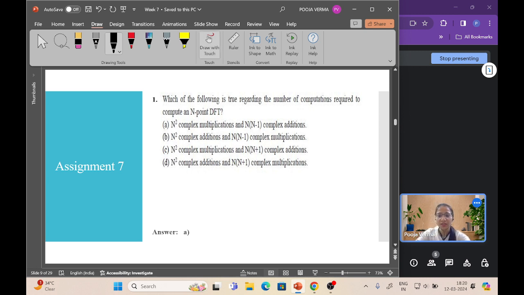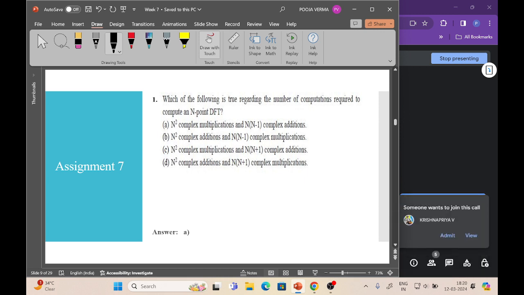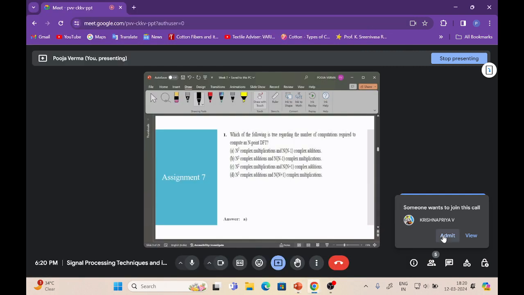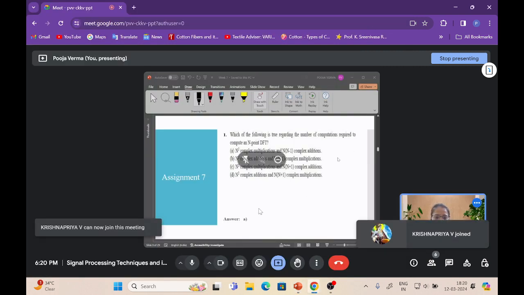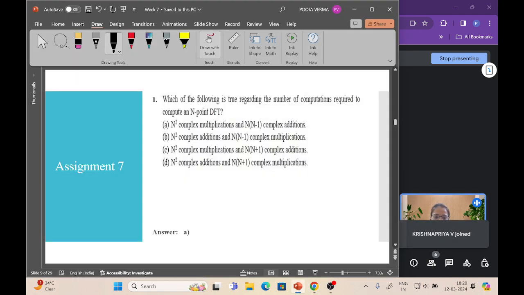This is the assignment 7 questions. The first question is: which of the following is true regarding the number of computations required to compute the N-point DFT? We already know the complex multiplications and complex additions required to compute the N-point DFT.